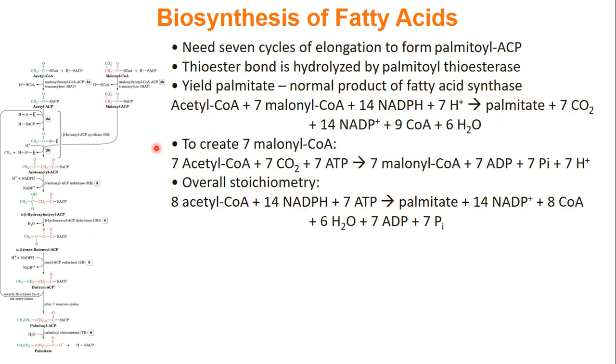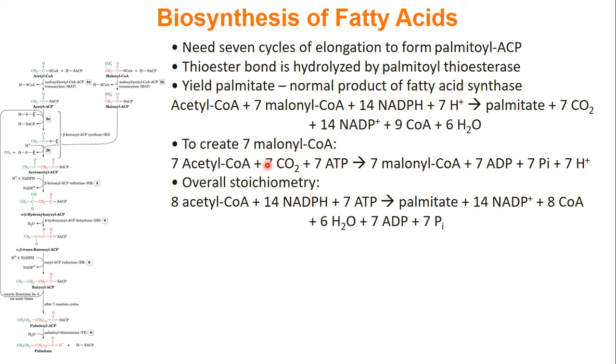Now, a total of 7 cycles will happen before we get our final product, palmitoyl ACP, and we need to remove the ACP, so a thioesterase, or TE, will do that for us. So our normal product of fatty acid synthesis will always be palmitate. And our overall reaction is acetyl-CoA plus 7 malonyl coenzyme A's plus 14 NADPHs plus 7 hydrogens make palmitate, 7 CO2s, 14 NADPs, 9 coenzyme A's, and 6 water.